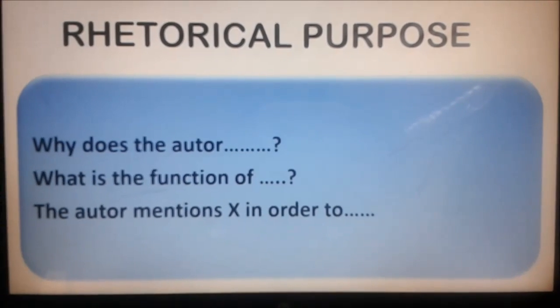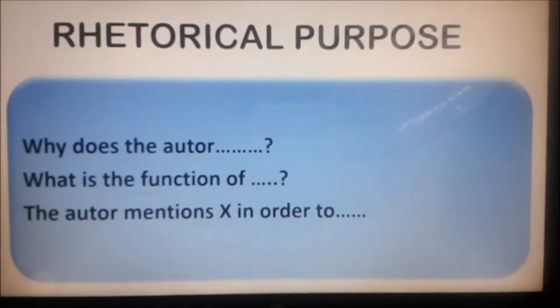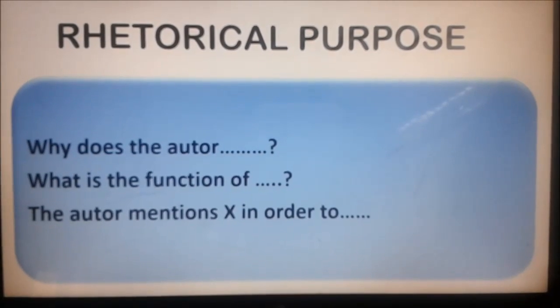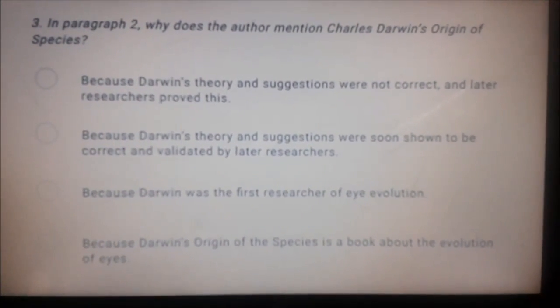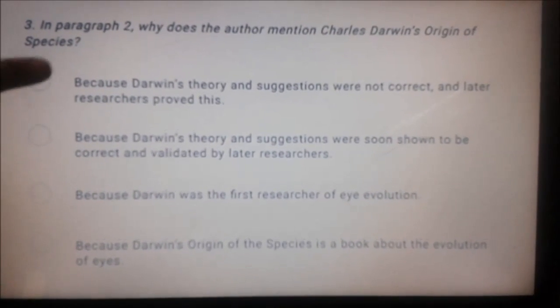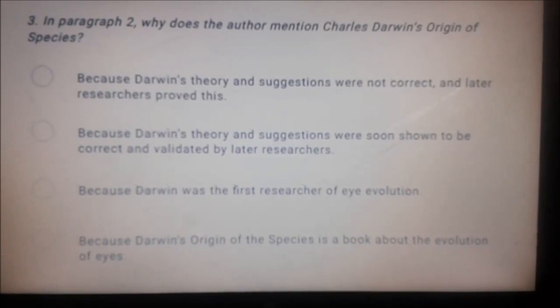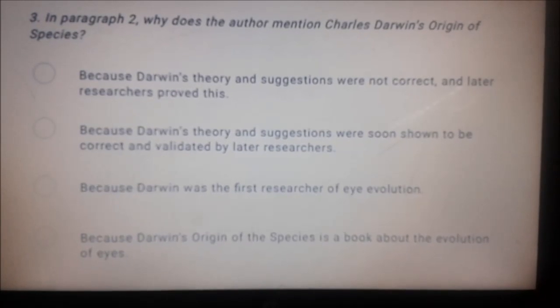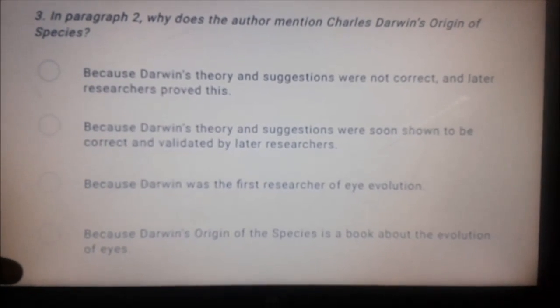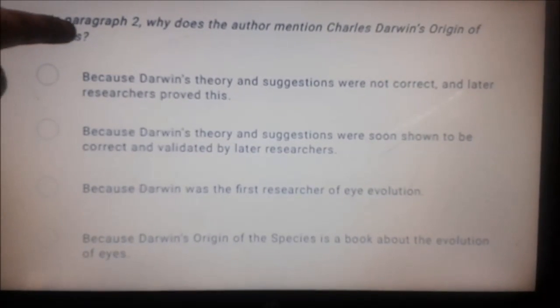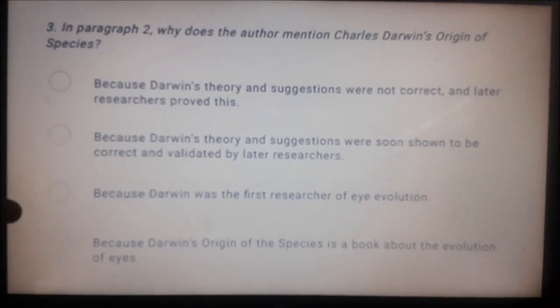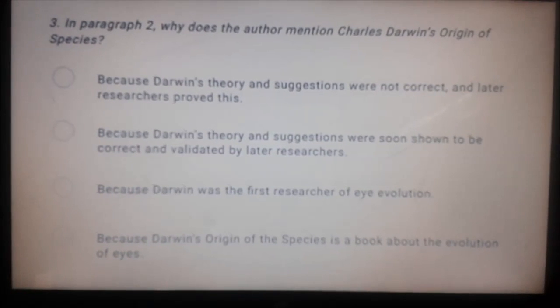But where to find the answer? The word, phrase, or sentence is highlighted in the passage. Here you have one real example. In paragraph 2, why does the author mention Charles Darwin's Origin of Species? Here you have 4 options. You need to choose the best answer by reading paragraph 2 in order to find the best option.